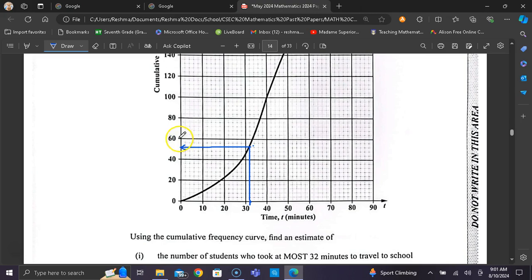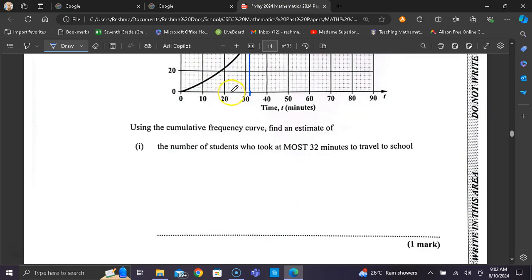Okay, because remember again, cumulative frequency is frequency up to a particular value. So this number of students would have taken up to 32 minutes. So looking at the graph on the y-axis, let's figure out the scale. So between 40 and 60, that's 20 divided by 5, 4. So that means each division is 4. Right, so this will be 44, this will be 48, and this will be 52. Okay, so therefore 52 students took at most 32 minutes to travel to school.